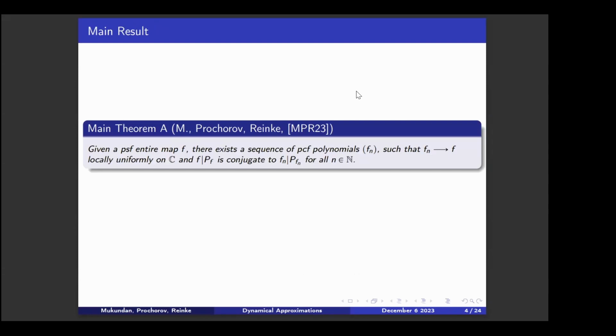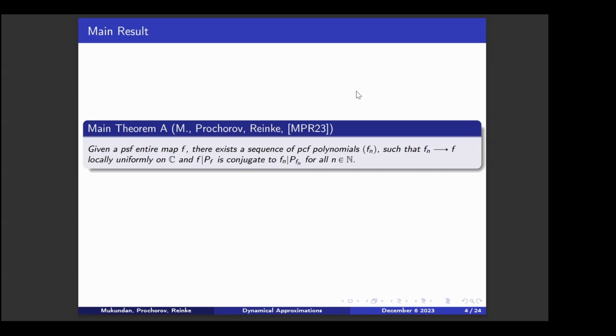So here's the main theorem that we're going to prove today. The theorem is that given any PSF entire map, which I'll call F, there exists a sequence of PCF polynomials, which I'll call Fn, such that firstly, Fn converge to F locally uniformly on the plane, and secondly, if you restrict the dynamics of F to the post-singular set, then that is conjugate to the dynamics of Fn on their own post-singular sets for all n.